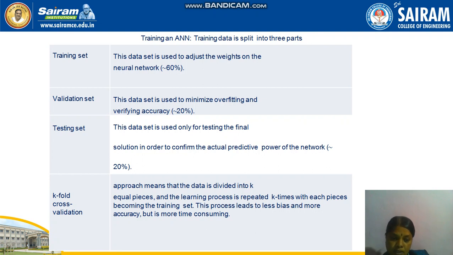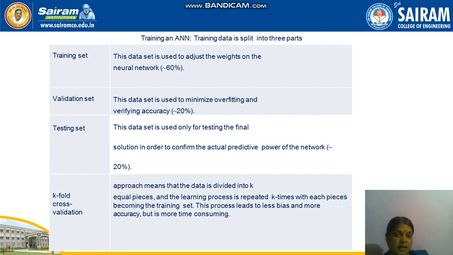Divide into equal pieces, like k pieces. You repeat the process k times such that each piece becomes a training set. That means I want to come back to the first category of set, the training set. Once it becomes a training set, I can process it to 60%, or I can convert it into validation, and I can convert it into a test set, such that it leads to less bias and more accuracy. This is called double cross or k-fold cross validation, but it consumes more time.